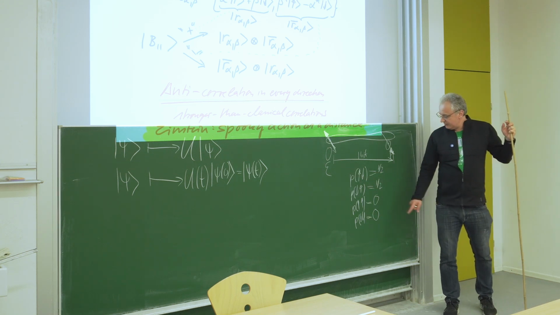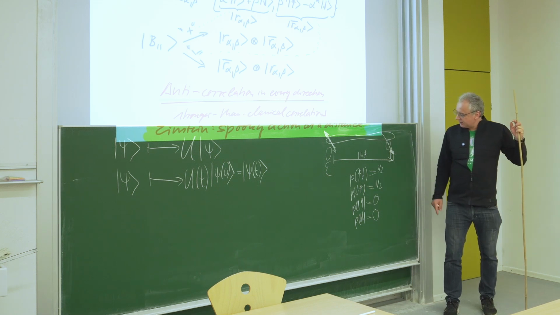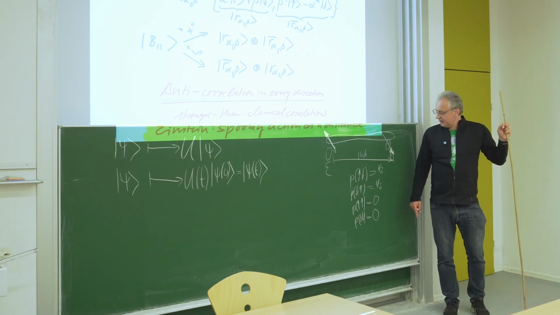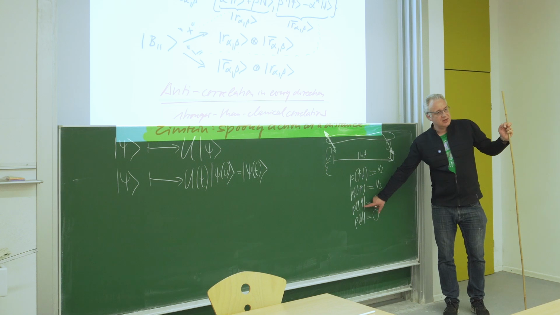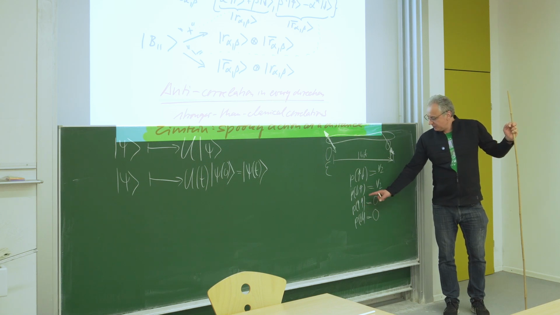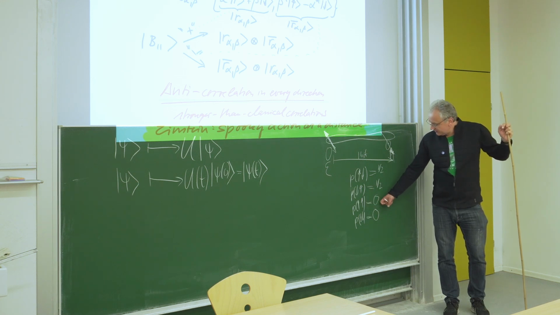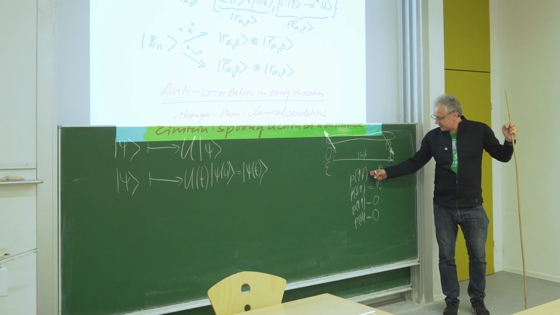Party one, say, measures up. Okay, so then there's two possibilities remaining: up, down, and up, up. But maybe party A knows what the initial state was and therefore knows these probabilities and says, okay, this cannot occur, so that must occur.